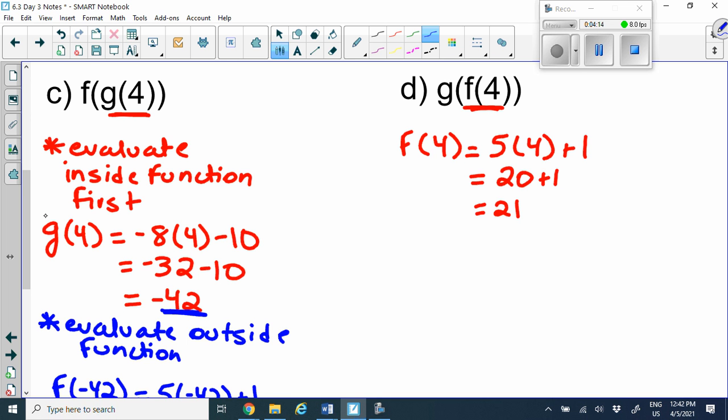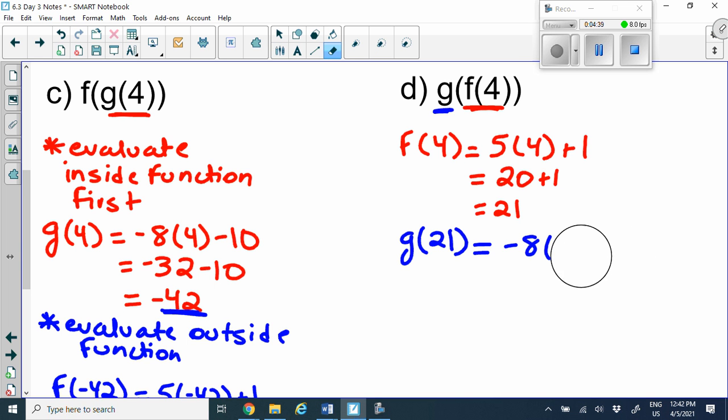Now, what I need to do is I need to take my outside function, which is the g, and I'm going to take the 21 and evaluate that. So I don't do f of 4 and then g of 4. No, that doesn't make sense. Basically, it's like you're replacing the f of 4 with the 21. So that's why we do g of 21. So our function for that is negative 8x minus 10. Oops, and that should be a positive 21 there.